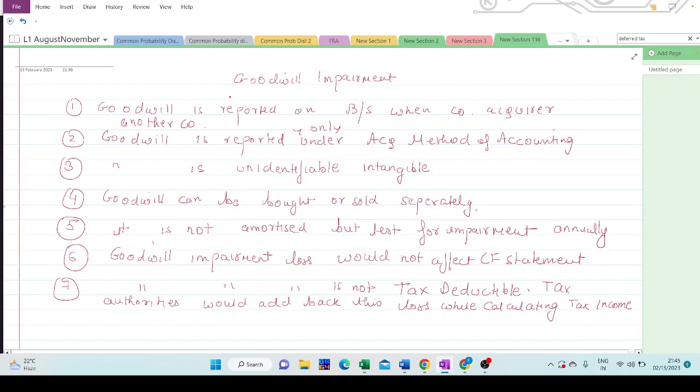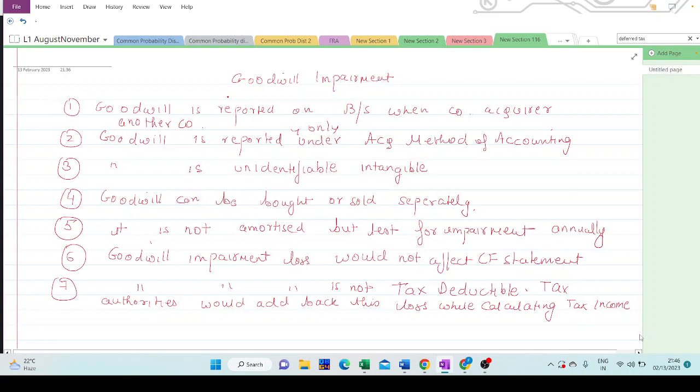Now IFRS and US GAAP differ on how goodwill is tested for impairment. So we'll first test for impairment of goodwill under IFRS, ठीक है? So we'll first test for impairment of goodwill under IFRS.